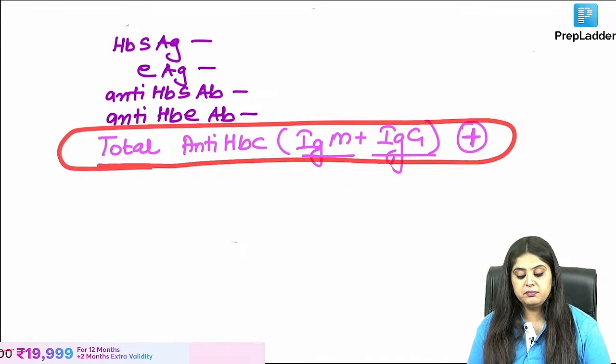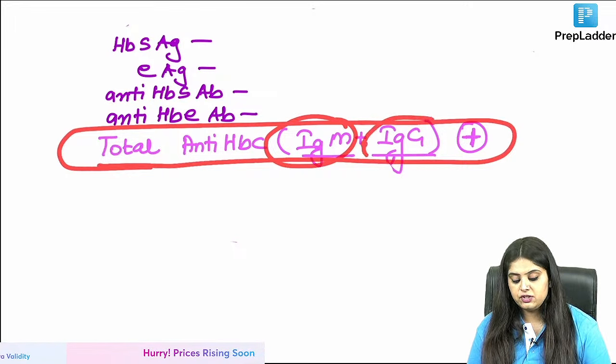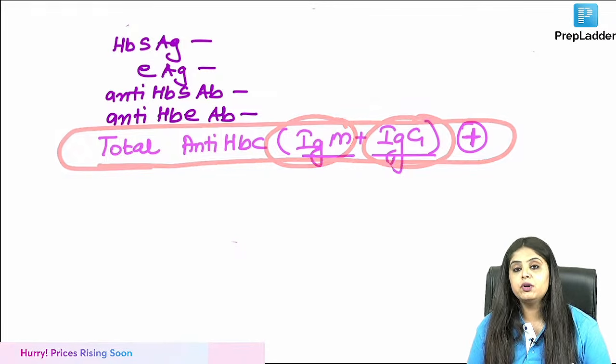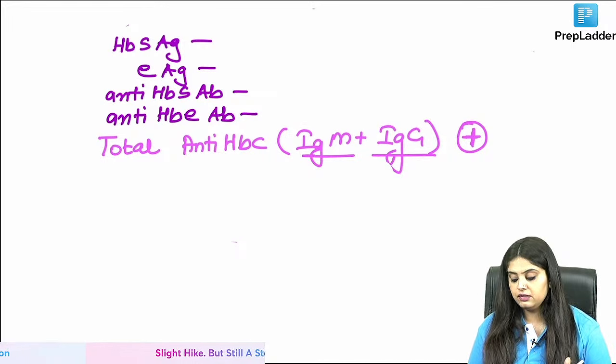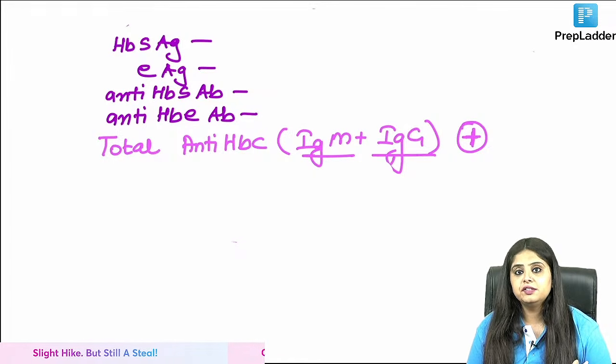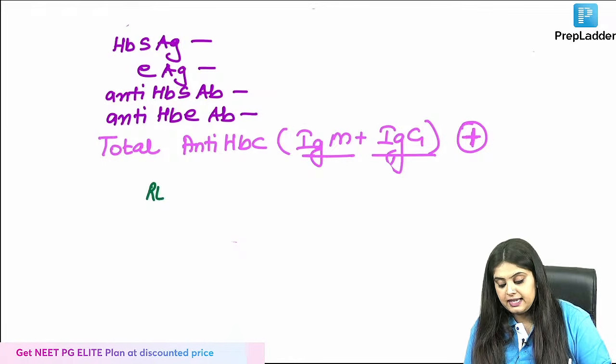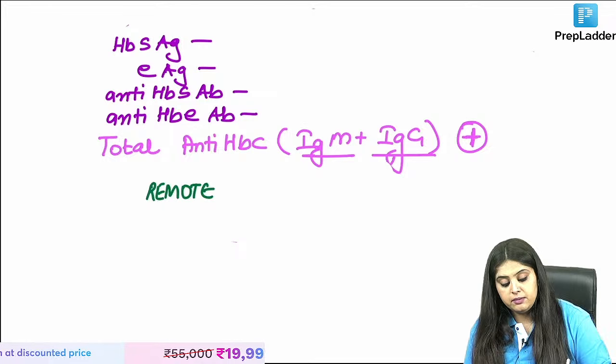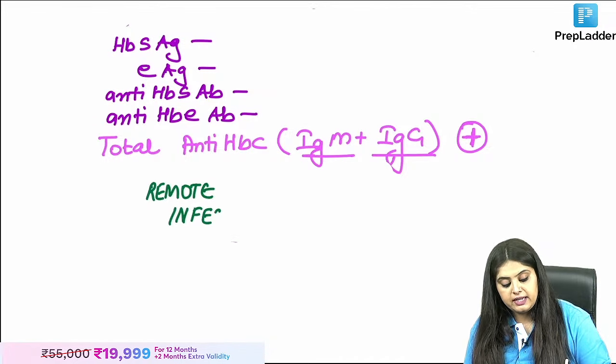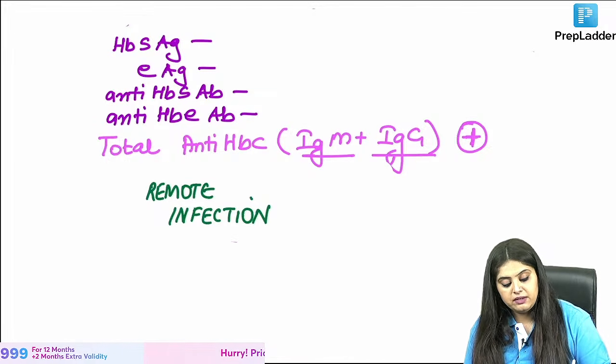Total anti-HBC means IgM was also there, IgG was also there. Now what is your diagnosis? Acute hepatitis, chronic hepatitis, recent infection, remote infection. So ma'am, this most likely goes into a remote infection.